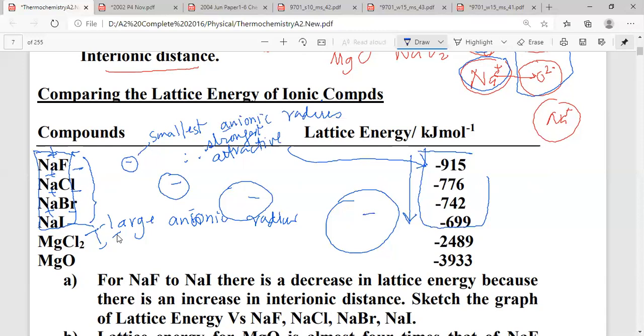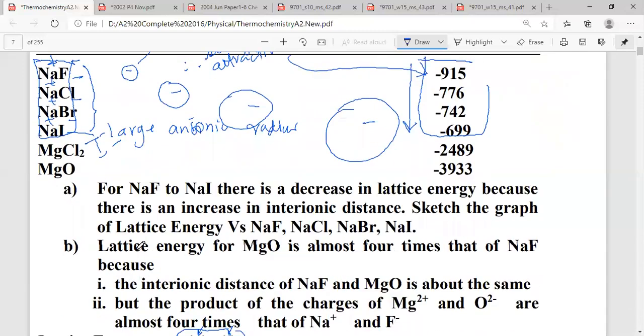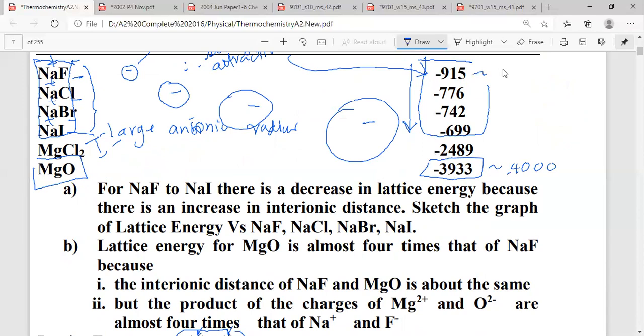Now they might ask you, well, for magnesium oxide, this is a bit famous. It's about 3933, it's about 4,000 now, right? About 4,000. Why is this? Remember, they're always negative, because it's the bond forming, isn't it? Exothermic. Why is it about 4 times this one here? This is about 1,000. Why is this 4 times?